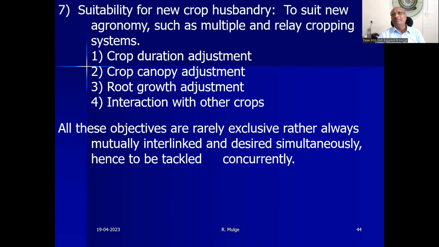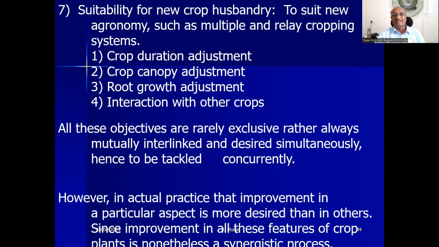rarely exclusive. Maybe quality you can say, but again, if you try to get quality, yield reduces, that is also interlinked. So rarely they are exclusive. Rather, they are always mutually interlinked and desired simultaneously. You have to look for many of these characters, at least a few at a time. So hence, they have to be tackled concurrently rather than independently.